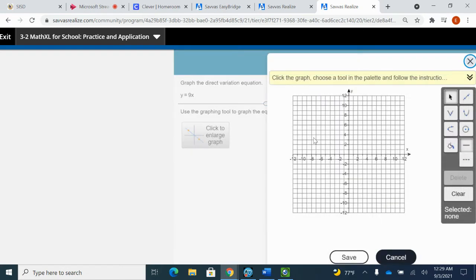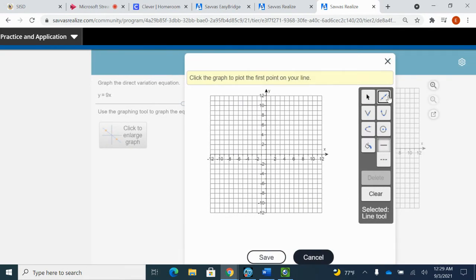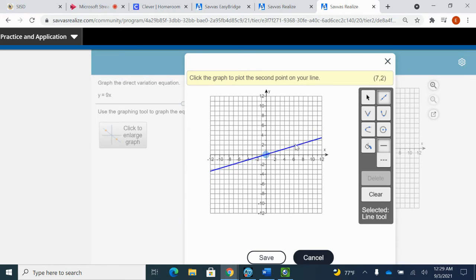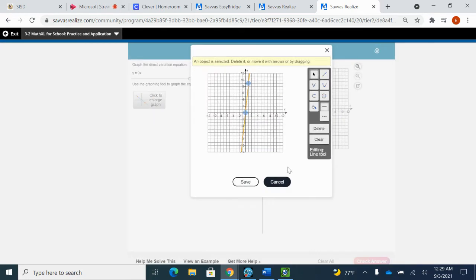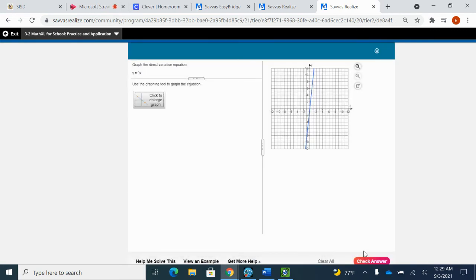So here, again, I'm using the line tool. It starts at the origin. Notice how this point was 0, 0. Right here. It should be 0, 0. There it is. That's the origin. That's what's special about direct variation. My second point was 1, 9. There it is. Save. Check.